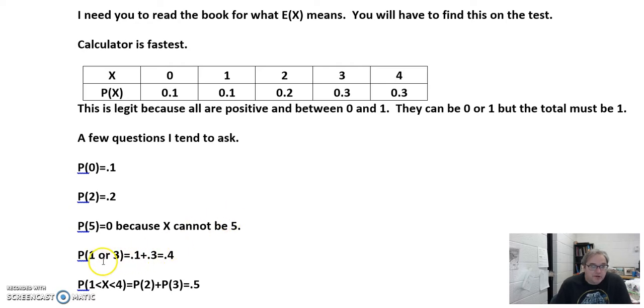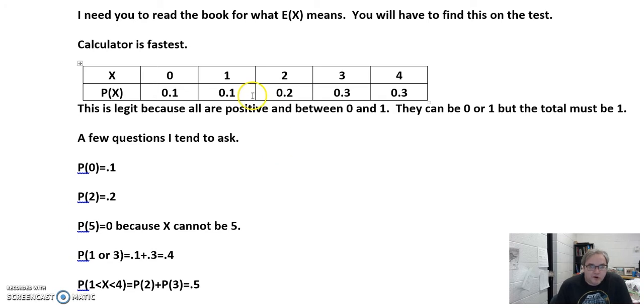Here's another one. Probability of a 1 or a 3. Well, 1 is 0.1, a 3 is 0.3. So probability of this or that, can't be both at the same time in this. It's this or that. It's 0.4. Another style, probability that 1 is less than x is less than 4. So that kind of means it cannot be the 1 or the 4. It can only be these two. That'd be 0.3.